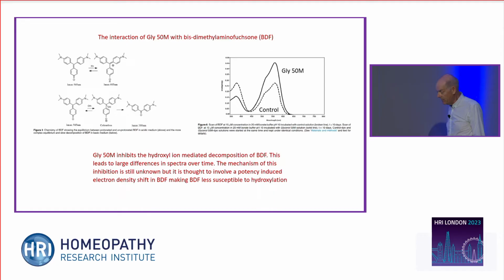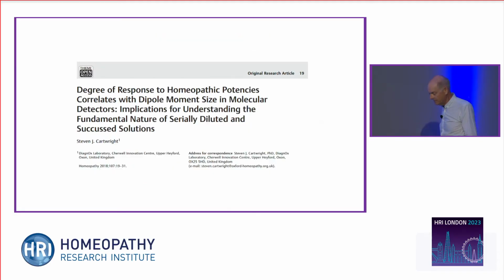And here, the only slide I'll show you is that at high pH, there's a mechanism whereby the dye decomposes, and potencies stop that or inhibit that decomposition. And it's actually to the extent that it's visible to the naked eye. So after a few days, the control solution is almost colorless, whereas the potency solution is still quite pink. And this was the first time that it became clear that something strange was going on, and that potencies seemed to be inducing some kind of electron density shift, which then inhibited this decomposition.